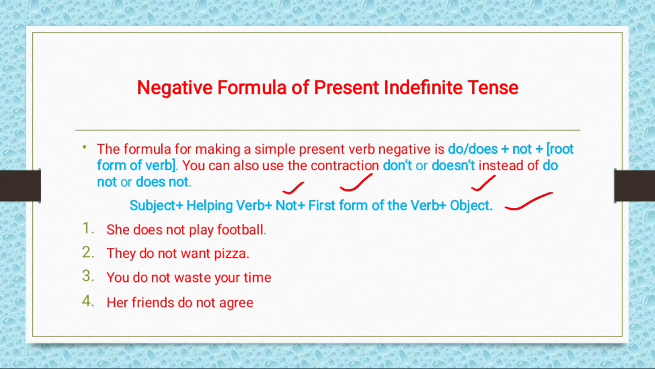She does not play football. Now, she is what? She is the subject. Does is what? Does is the helping verb. Not, and play is the first form of the verb, because in present indefinite tense we use the first form of the verb. And football is what? Object. They don't want pizza. Now here again, the subject, do is what? Helping verb. Not again we use because it's negative. Want is the first form of the verb and pizza is the object. You don't waste your time. Her friends don't agree.